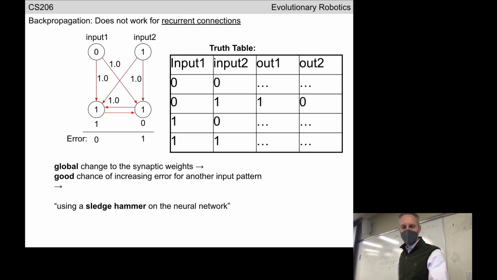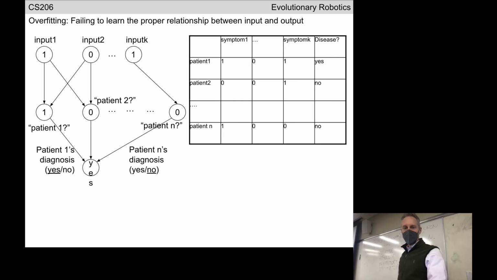Okay, we got 1 minute left. How are we doing with time? We're not going to finish this today.